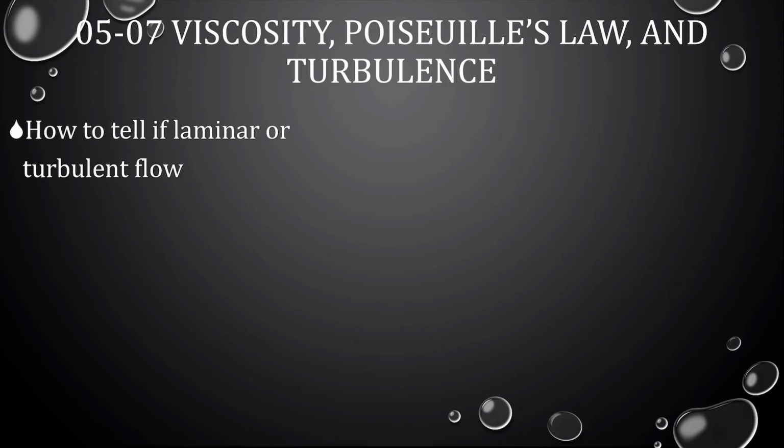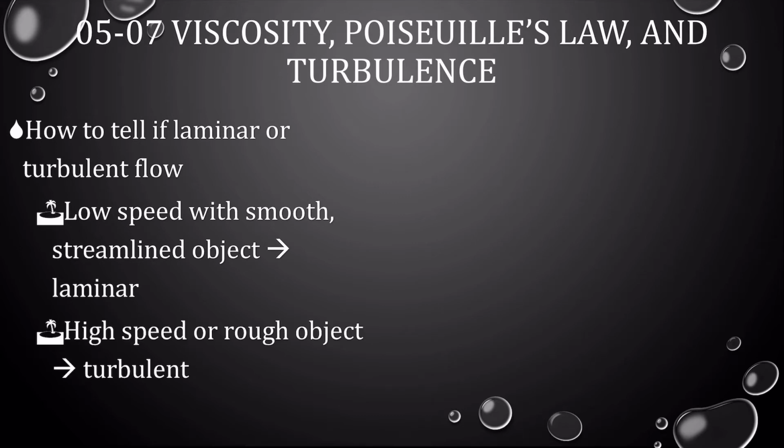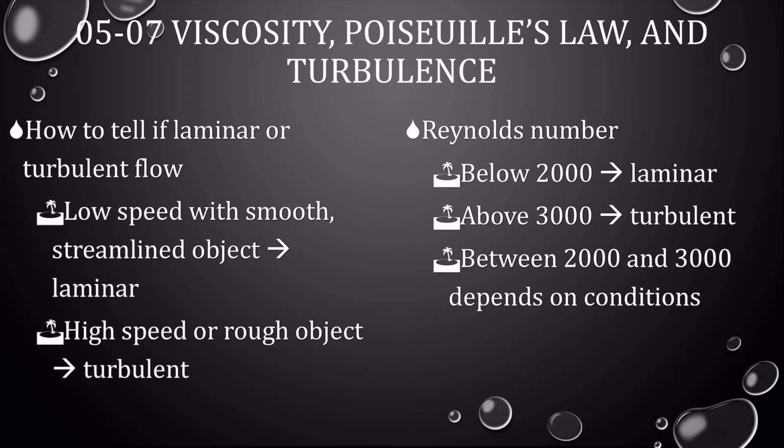So how to tell if laminar or turbulent flow? Well, a low speed flow with a smooth, streamlined object is laminar. A high speed or rough object is turbulent. So we have Reynolds number. It gives us a number that we can calculate. If the Reynolds number is below 2,000, it's laminar flow. If the Reynolds number is above 3,000, it's turbulent flow. And if it's in between, it depends on the conditions. Reynolds number is 2 times the density times the speed times the radius of the tube divided by the viscosity.